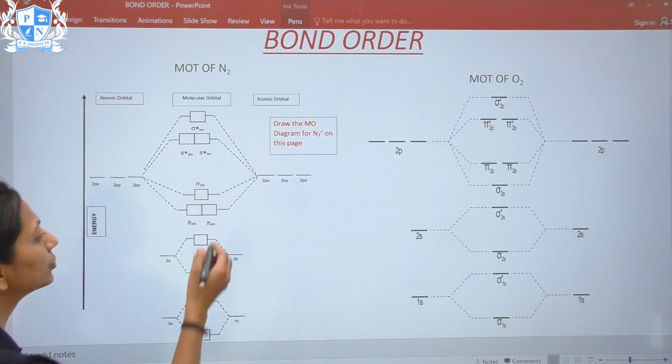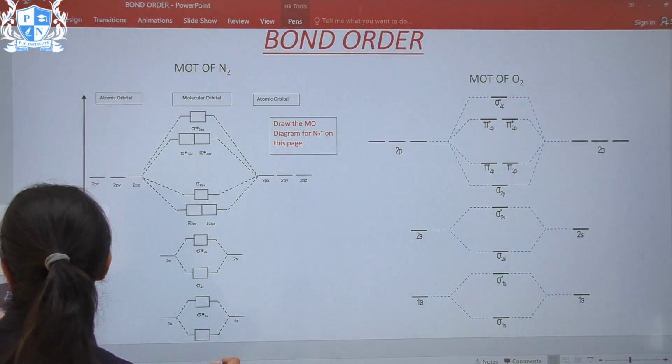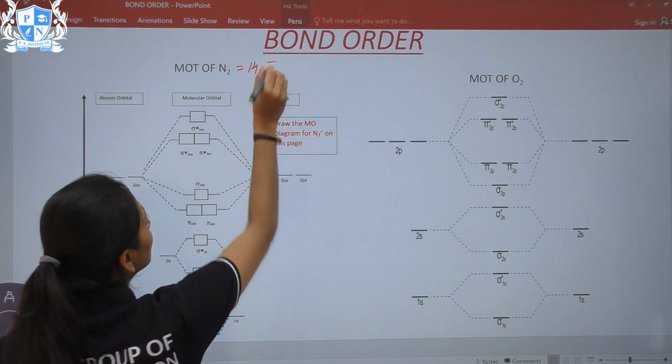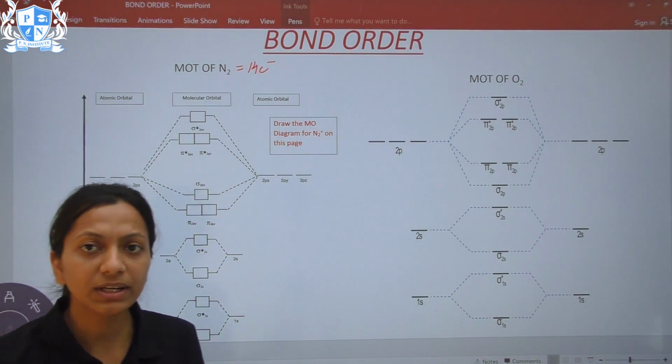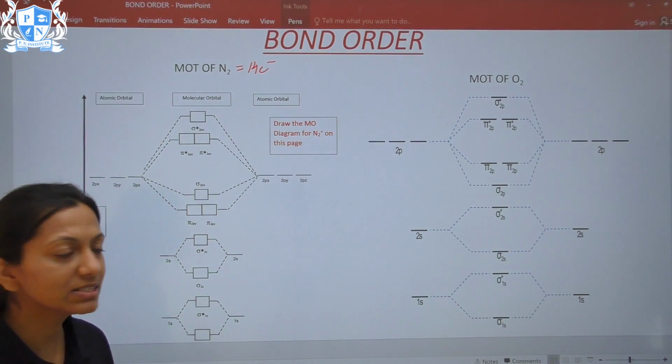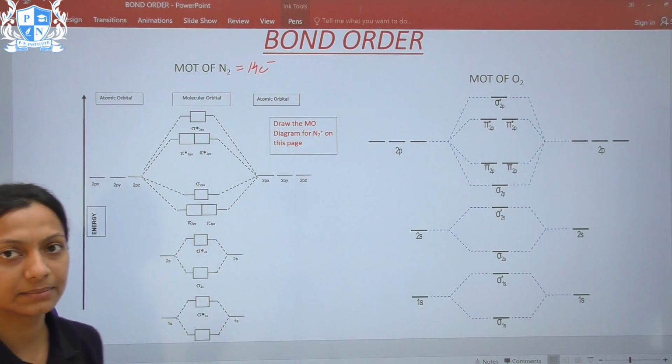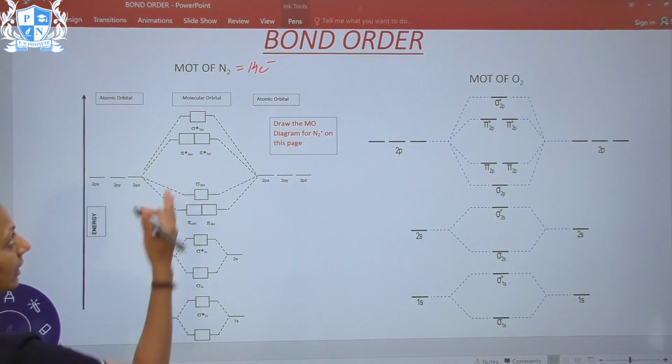Suppose first of all we have to do it for nitrogen. The nitrogen molecule is there, so how many electrons are there in total? We have a total count of 14 electrons. What we normally do is first fill the electrons in the atomic orbitals and then fill them in the molecular orbitals. Okay, so in the same manner we will do it.